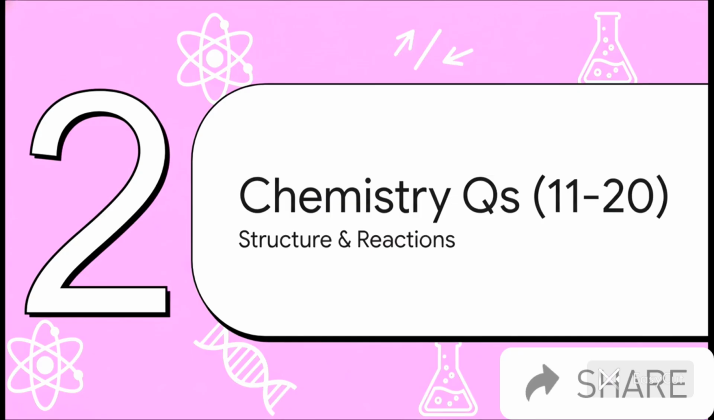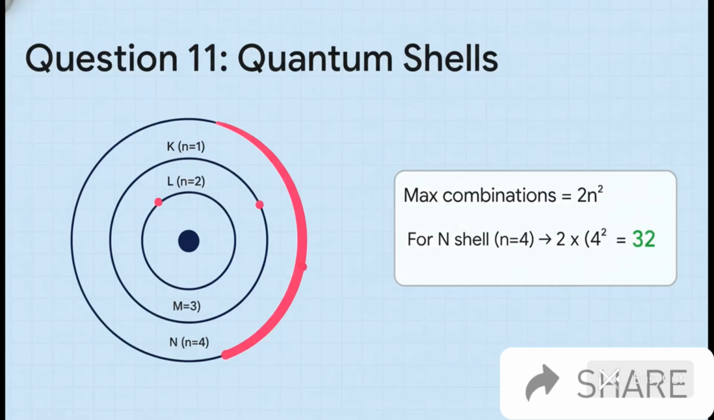All right, physics is in the bag. Let's switch our brains over to chemistry mode. For these next 10 questions, we're going to be looking at things like atomic structure, chemical bonds, and some classic reactions. First up for chemistry, question 11. For the N shell of an atom, how many possible combinations of quantum numbers can we have?